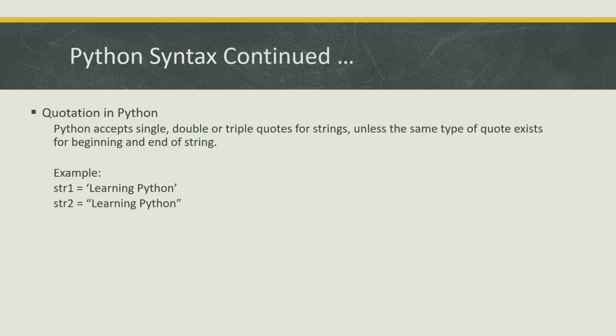Now, the next topic is quotation in Python, right? Whenever you are working with string variables, you have to put some quotation in every language. In Java, it is double quotation, but in Python, you can put single, double, or triple quotes for strings. It will accept all these different kinds of quotes, and you need to make sure that the same type of quote exists at the beginning and end of the string. Don't make it different at the beginning and then different at the end.